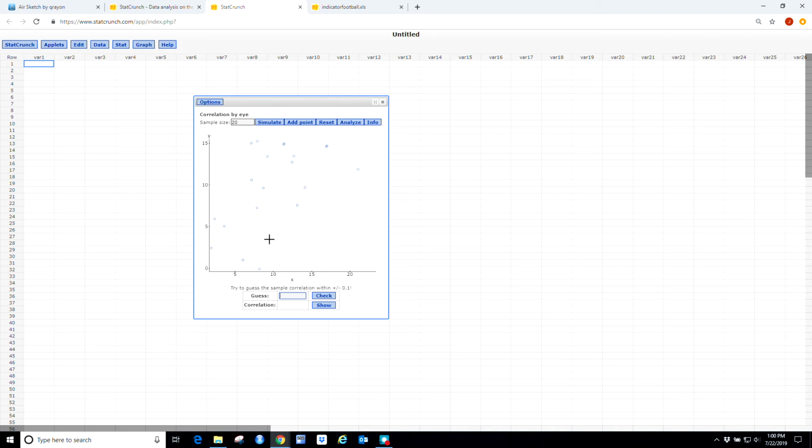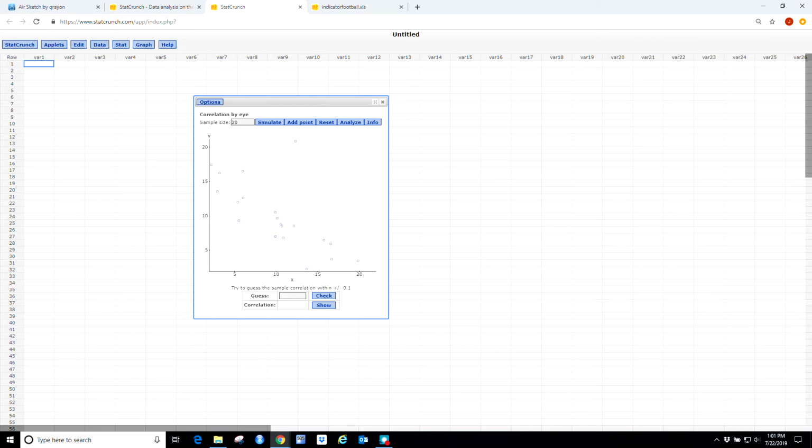So for example, with this one, it looks like it's positive. It's not real strong, so I'm going to start with maybe 0.3. And then I can check it. And it says, okay, try something stronger. So what is stronger than 0.3? Well, it needs to be closer to 1. So I'll try 0.45. And it tells me to try something even stronger. So let's try 0.55. All right, now it says we're within 0.1. I can hit show, and it'll tell me exactly what it is.